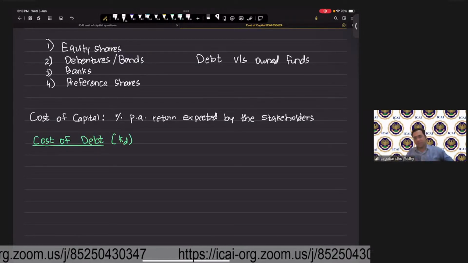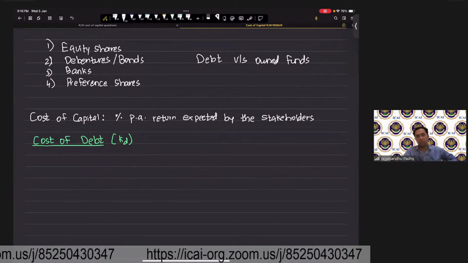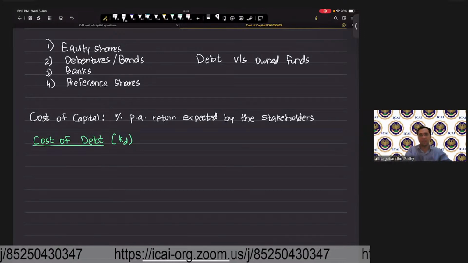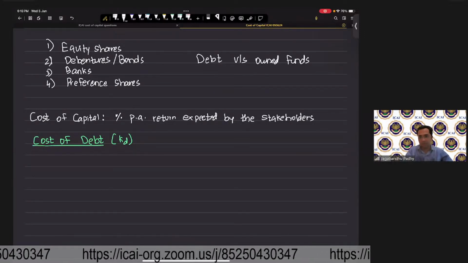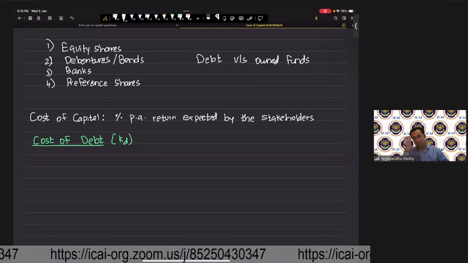Can you tell me what's the difference between debt and owned funds? Any one feature wherein you can simply say that if this is the feature, then we say that it's debt, and if this is the feature, then we say that it's equity. Can you tell me what will be that one single feature which distinguishes debt from the equity?